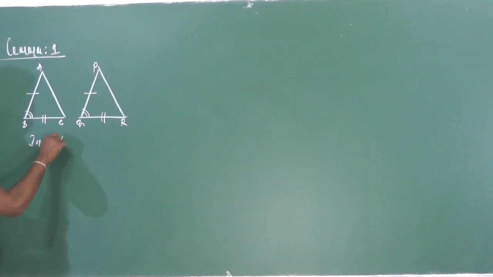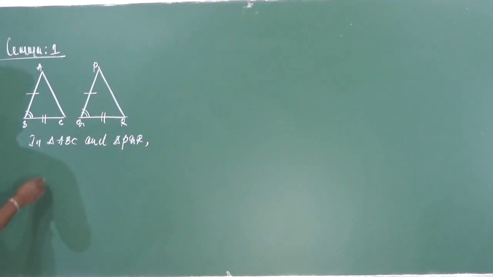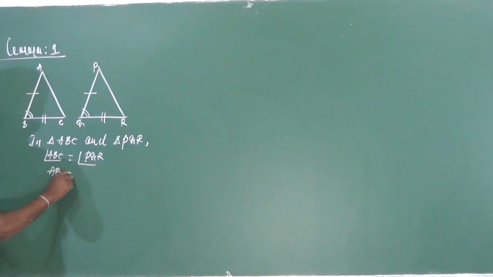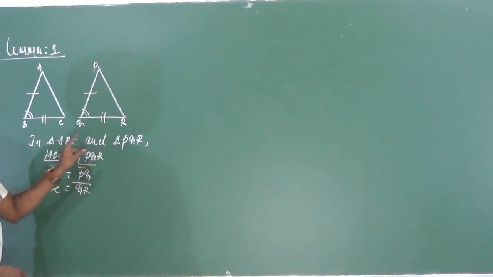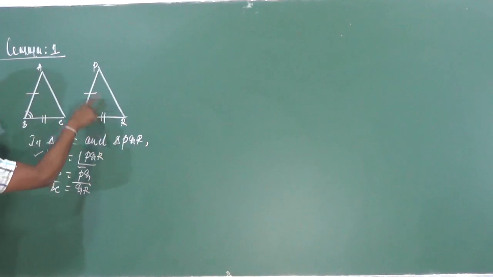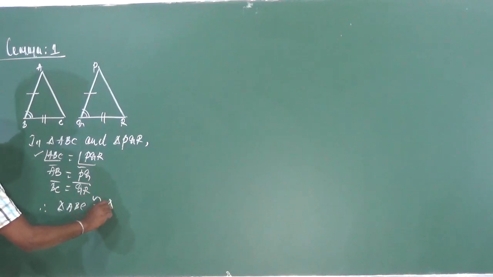So in triangle ABC and triangle PQR, angle ABC is equal to angle PQR, AB is equal to PQ, and BC is equal to QR, right? This is according to the data. So if in any two triangles, one pair of corresponding angles are equal and the sides containing that angle in both the triangles are equal, then we say that these two triangles are congruent. Therefore triangle ABC is congruent to triangle PQR.